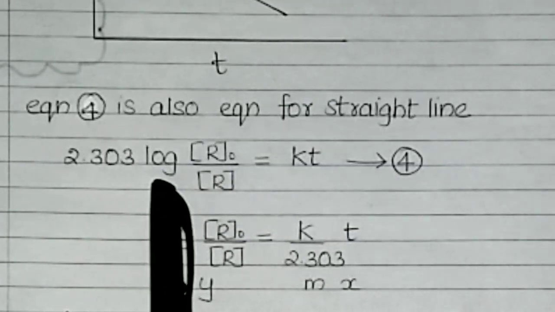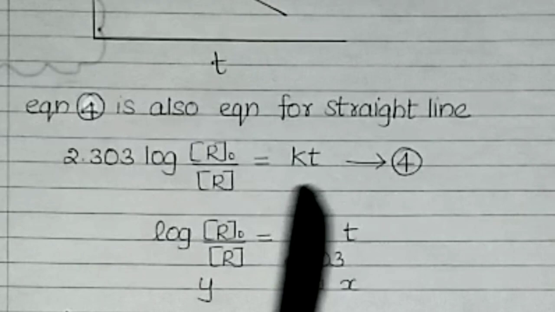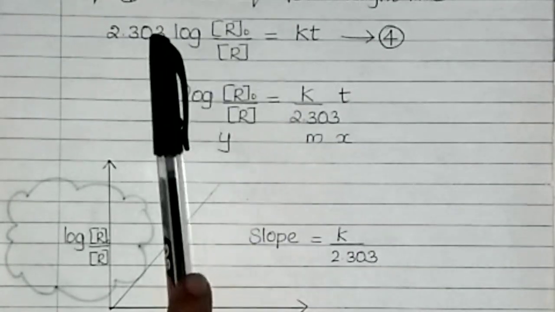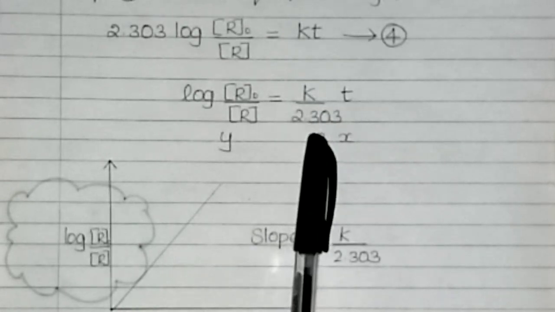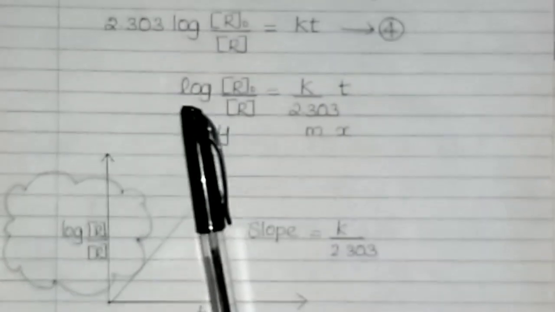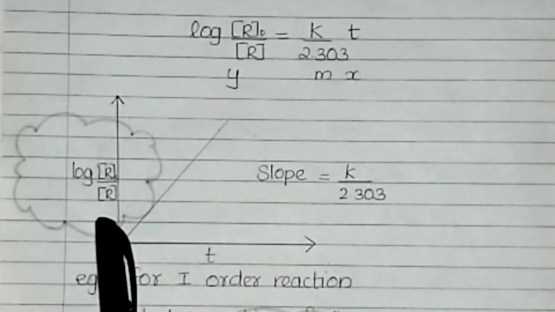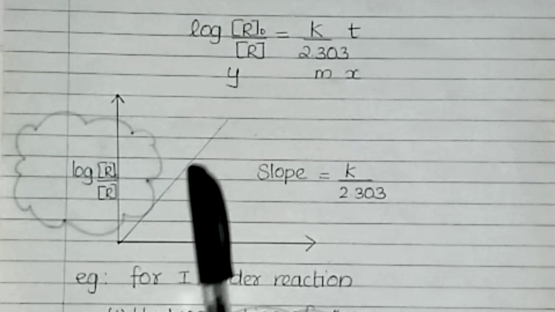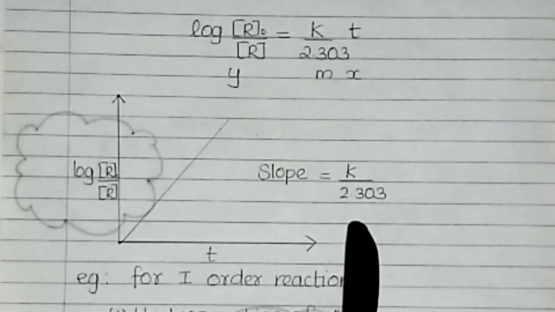Then equation number 4, 2.303 log([R]0/[R]) = kt, is also an equation for a straight line. Rearranging, log([R]0/[R]) = kt/2.303. Here y is log([R]0/[R]), m is k/2.303, x is t, and c is 0. Then we plot a graph of log([R]0/[R]) on the y-axis and t on the x-axis. We get a straight line graph with no intercept, a graph like this. Here the slope is k/2.303.